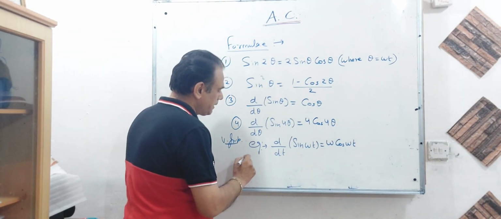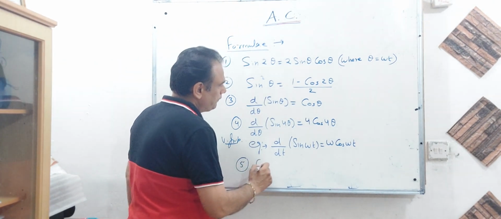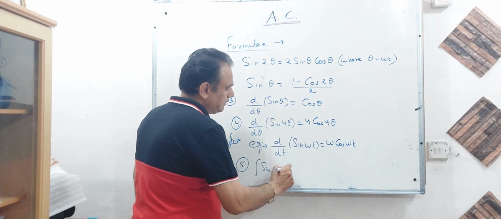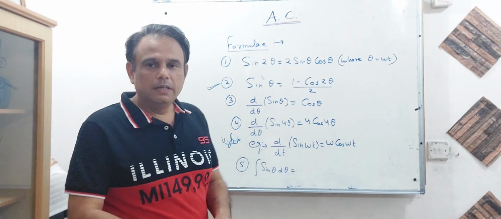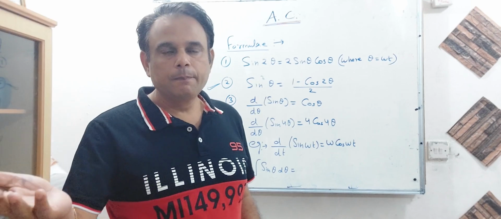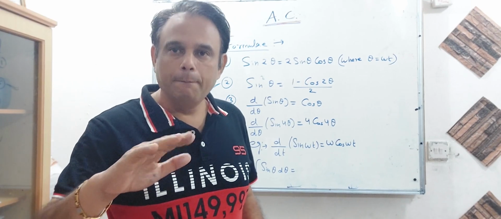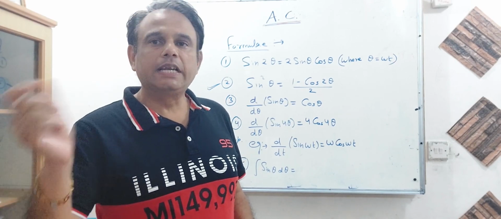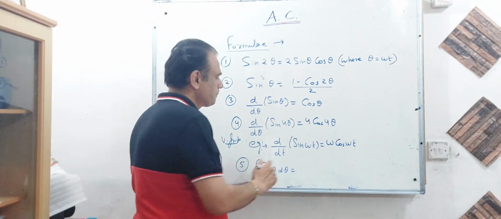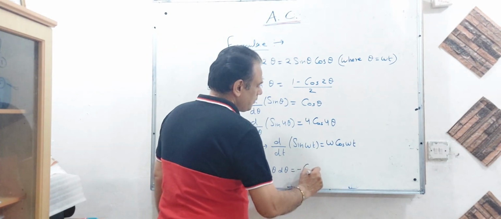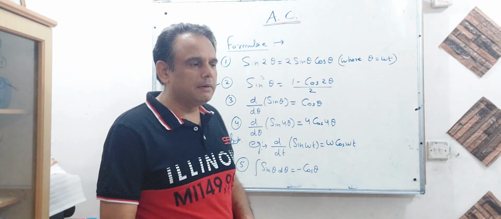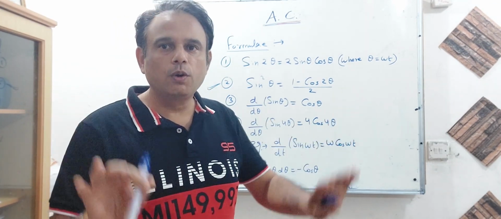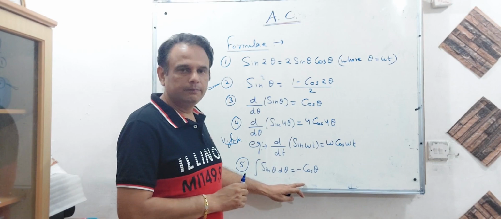Similarly, the last one I am giving you: integration of sin theta d theta. Now, differential of sin is cos. So integration of sin will be minus cos. If differential of sin is cos, integration of sin will be minus cos. Then mathematics students use plus integration constant c. In physics we don't require it. We just remember this one.